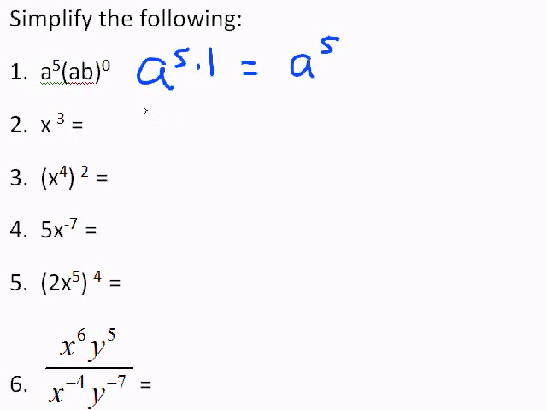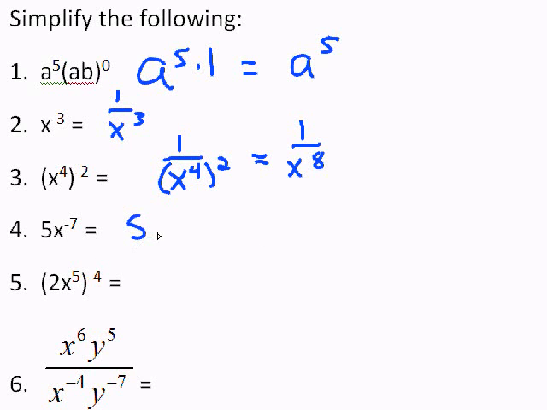Second example, x to the negative 3rd is the same thing as 1 over x to the positive 3rd. Third example, our base is x to the 4th, so we get 1 over x to the positive 4 to the positive 2, leaving us with 1 over x to the 8th. For our fourth example, we're going to get 5 times 1 over x to the positive 7, which is the same thing as 5 over x to the positive 7. Another way to look at that problem is you could have just taken the x to the negative 7 and moved it to the denominator, making it a positive 7.